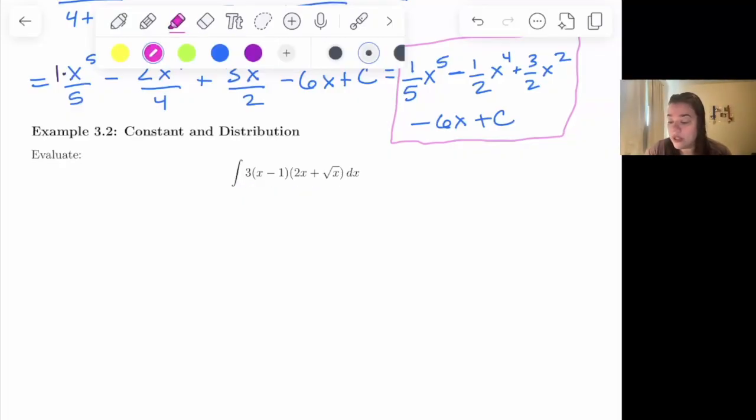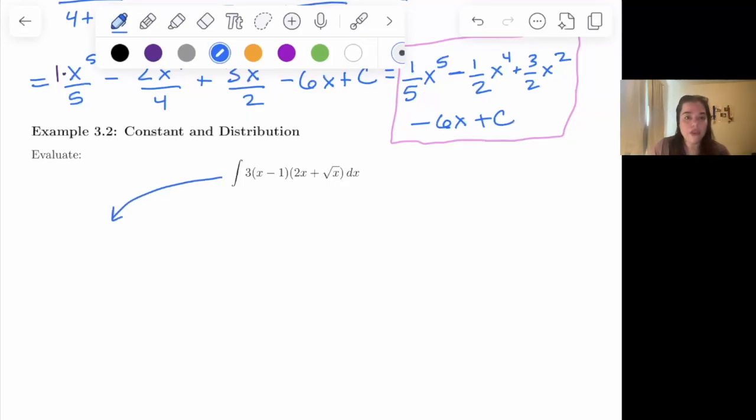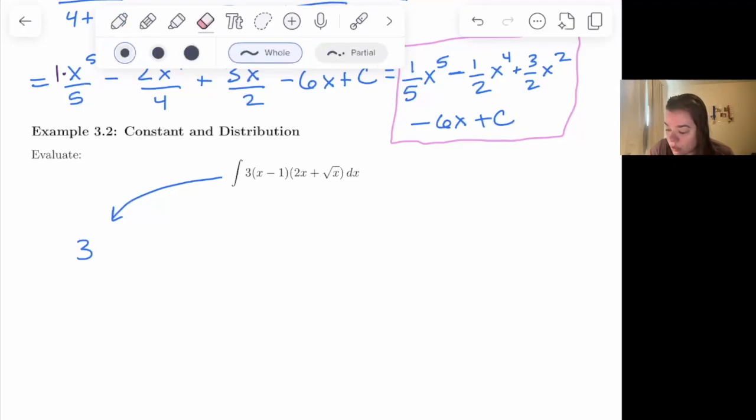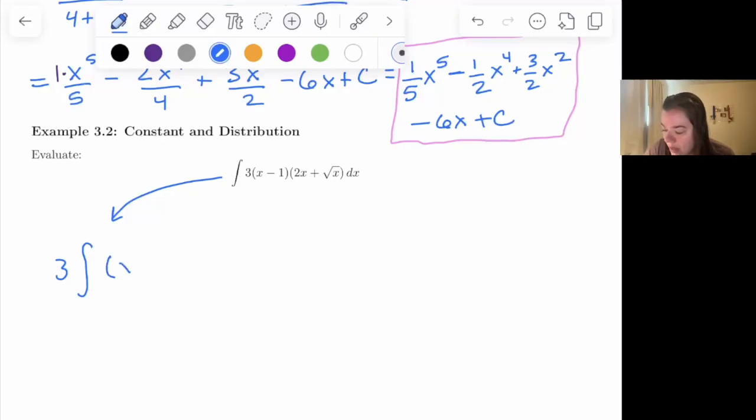Now, one of the rules we talked about was that constant multiple rule. And I'm going to show you if we rewrite this using that constant multiple rule, some people pull that 3. Because that 3 right there is multiplying every single term, some people will just pull that 3 out in front. So what this will look like is 3, then you write your integral sign, x minus 1, 2x plus, now instead of x to the square root of x, I'm going to rewrite it as x to the 1/2. So here is one way this problem can be rewritten.